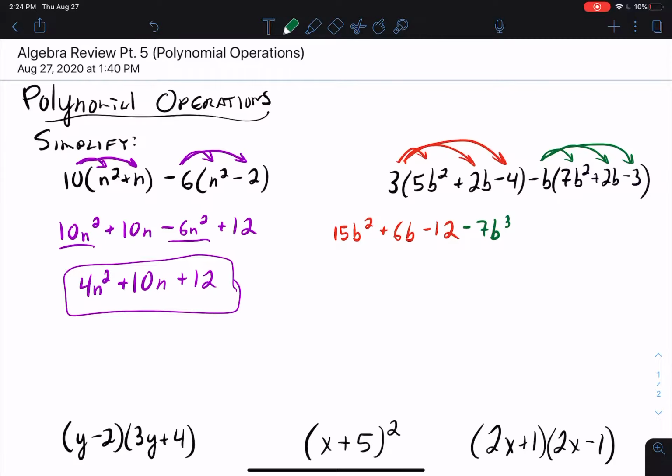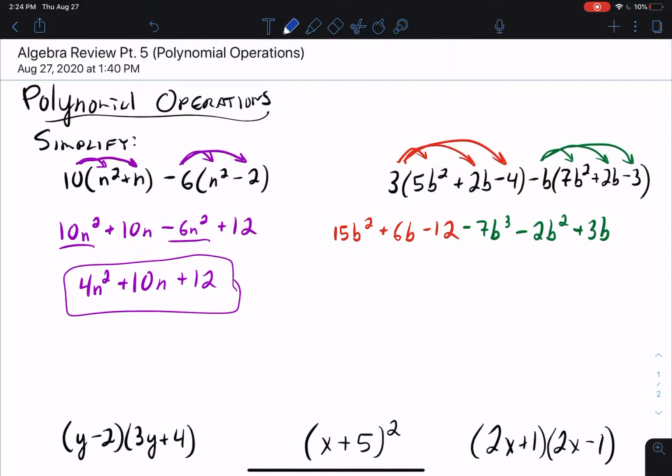Negative b times 2b, that'll give me negative 2b squared. The exponent's going to change because I got 2 b's multiplying themselves now. All right, and then last but not least, we got negative b times negative 3. That'll give me positive 3b. So all the multiplying's done. Now we just need to combine like terms.